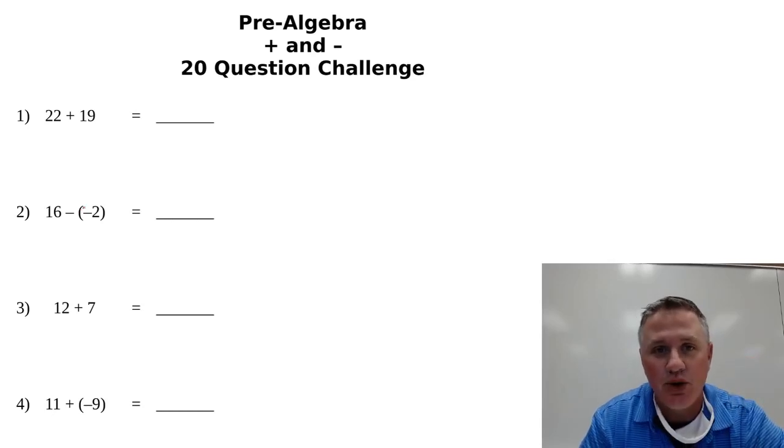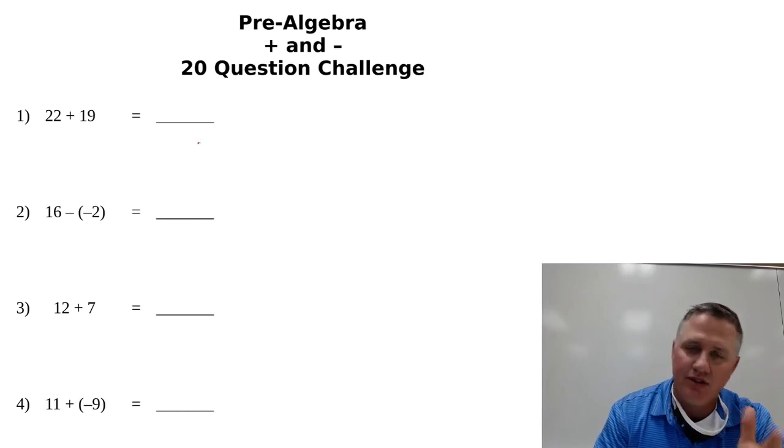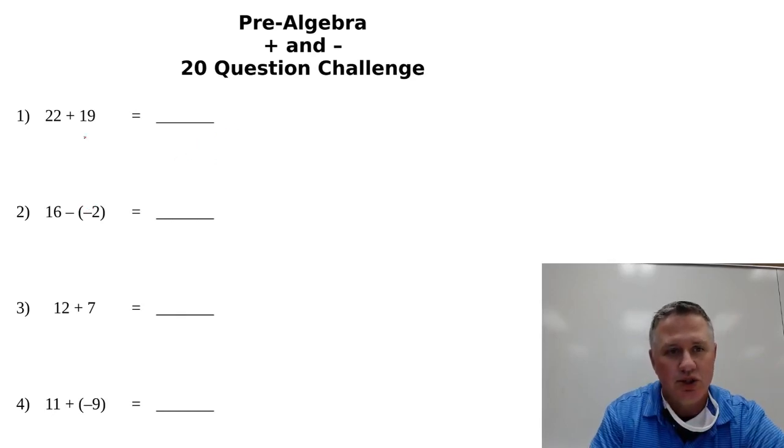Okay, let's check out the homework. You had the 20 question challenge. I want to see if you can get all of these correct. It's okay if you didn't, but you're learning, right? So 22 plus 19. I'm going to show my work, line it up vertically. 9 plus 2 is 11. Carry the 1, 2, 3, 4. So number 1 is 41.